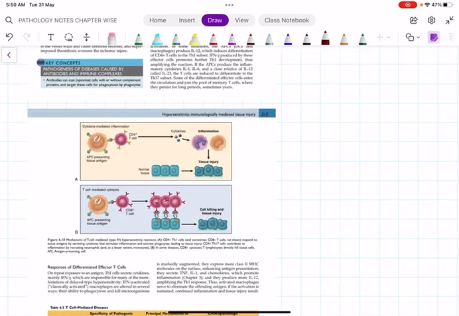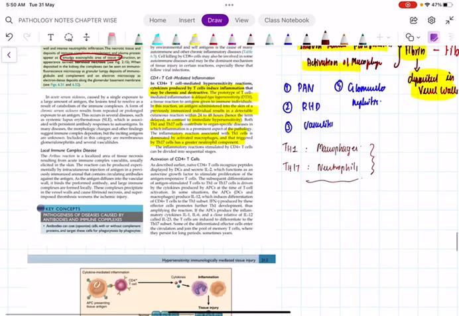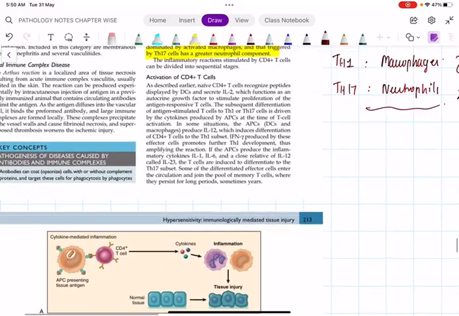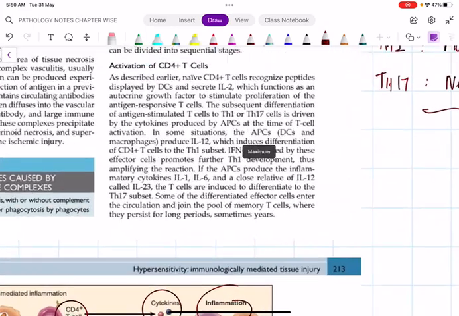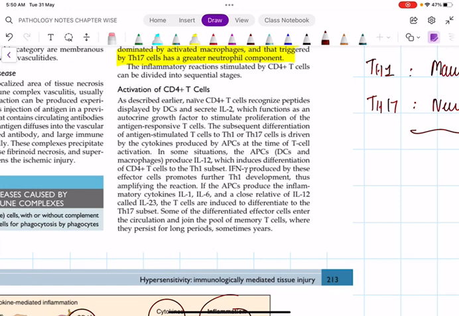Now let us see how CD4 plus T cells work. The mechanism is very simple, children, just to know the salient features. Already we have told that the CD4 plus T cells will detect the antigen; the APC will present the antigen to the CD4 plus T cells, which will produce cytokines, inflammation, tissue injury. This is the normal story. But the questions they are going to ask are from this box, from this part.